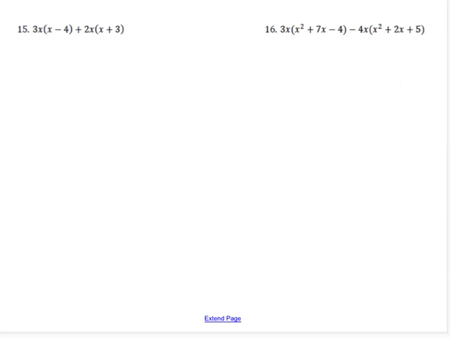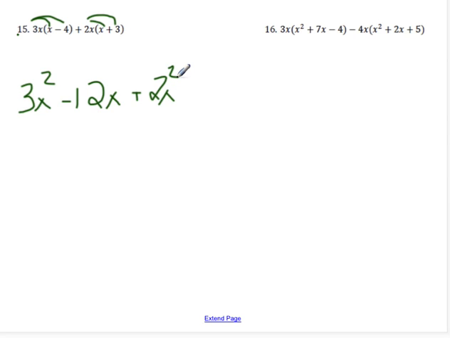Now let's take a look at number 15. So we're only going to distribute each of those into the parenthesis they're directly following. So that 3x is going to be multiplied in there, and that 2x is going to be multiplied there. Now remember, when there's no exponent, the exponent is 1, not 0. So 3x to the 1st times x to the 1st is going to be 3x squared. So then I'm going to take 3 and multiply it by a negative 4, which is a negative 12, and then I am going to take that x along with it. Then I have 2x to the 1st times x to the 1st. That's going to give me 2x squared. And then I'm going to take 2x times 3, and that's going to give me 6x.